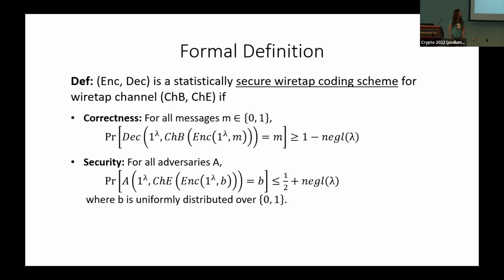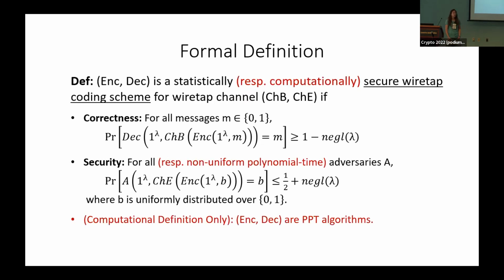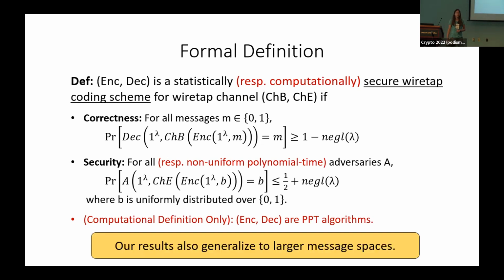So we can also define this in the computational setting. Here we require that Alice, Bob, and Eve are all computationally efficient. So security is only against efficient adversaries, and we require that the encoding and decoding schemes are also efficient. Furthermore, results do generalize to larger message spaces, so the message doesn't have to be a single bit. And let's talk about rate.